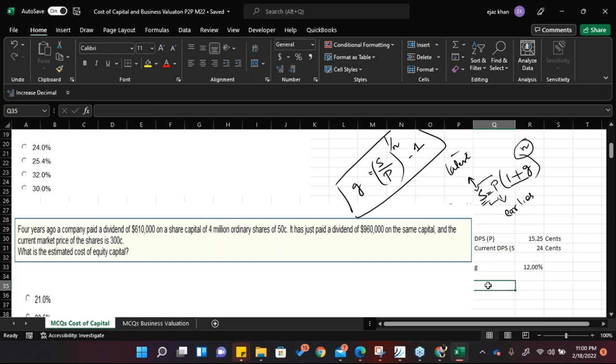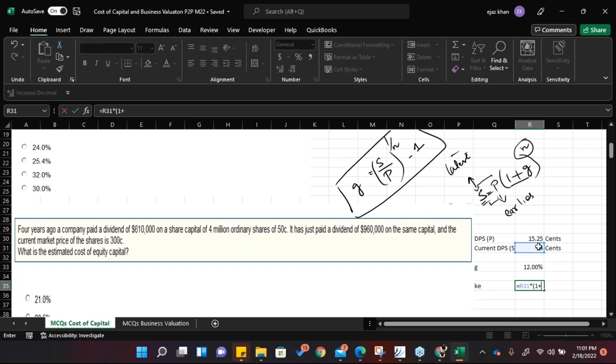Now we have to find out KE using the dividend growth model formula. For that, we need current dividend, which is 24 cents. We have to multiply it with 1 plus G, the growth rate. And then it should be the whole divided by the market price. The market price is 300 cents. So it should be divided by 300. And then we should add the growth again, which is 12%.